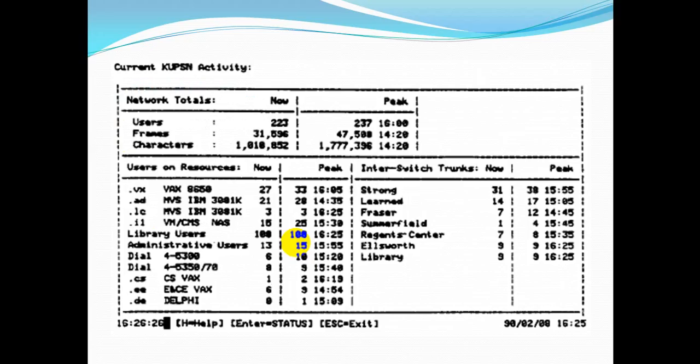The figure shows the current loading over the last polling period and peak values observed in any period since midnight. Several sections of information are displayed. Network-wide totals of user frames, X.25 frames, and user data characters transmitted are displayed on top, along with the peak values since last midnight.